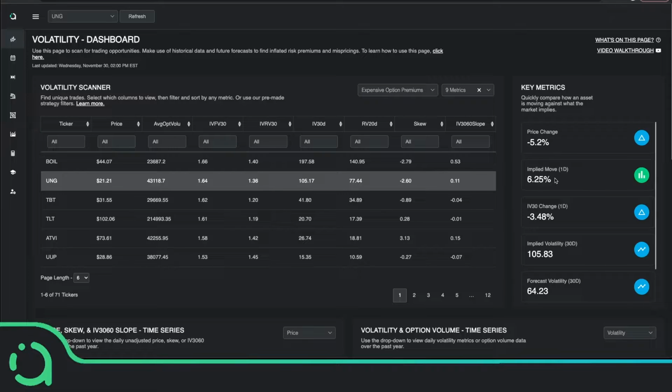And as we can see, the implied move for the one day is 6.25%, and the price change is minus 5.2%. Now, while that is a very big move in the underlying, a 5% a day move is very big, we can see that the market is actually implying an even bigger move. And using techniques such as delta hedging, which is covered in the silver level education, we're able to still monetize this strategy, even if the price continues to trend to the downside.